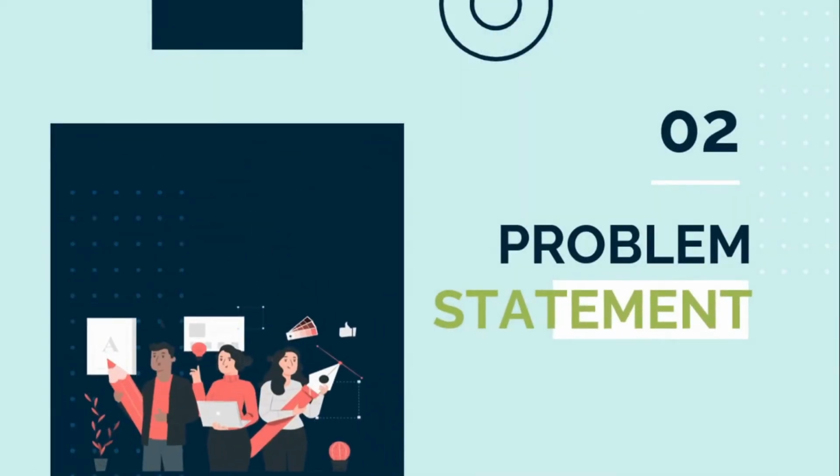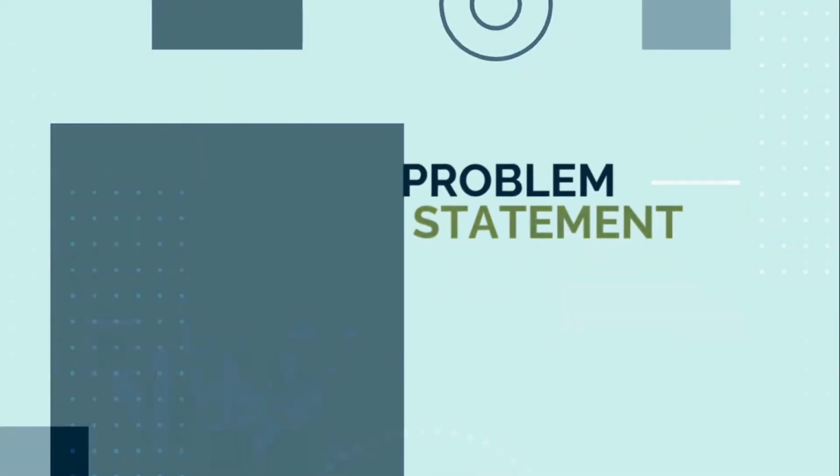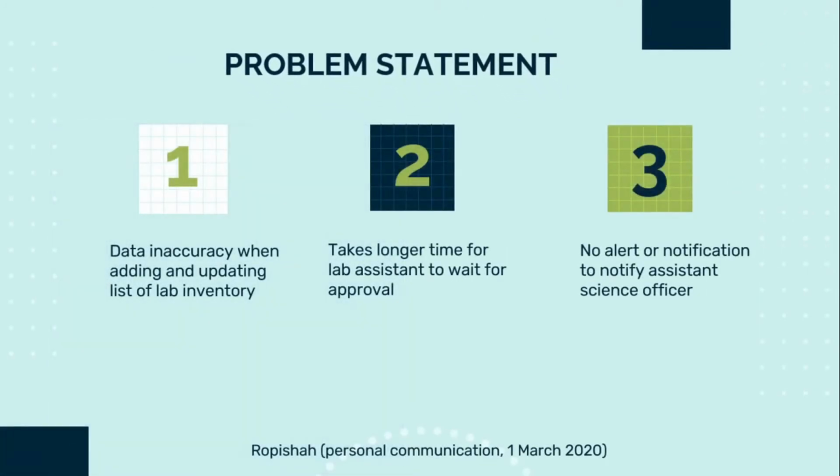Next, problem statement. After gathering the requirements, I found that there are 3 problems with the current process. First, data inaccuracy when adding and updating lists of lab inventory. Second, it takes a longer time for lab assistant to wait for approval, and third, no alert or notification to notify Assistant Science Officer.